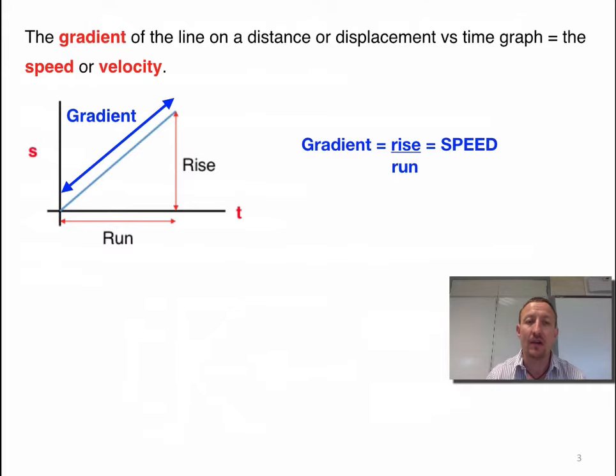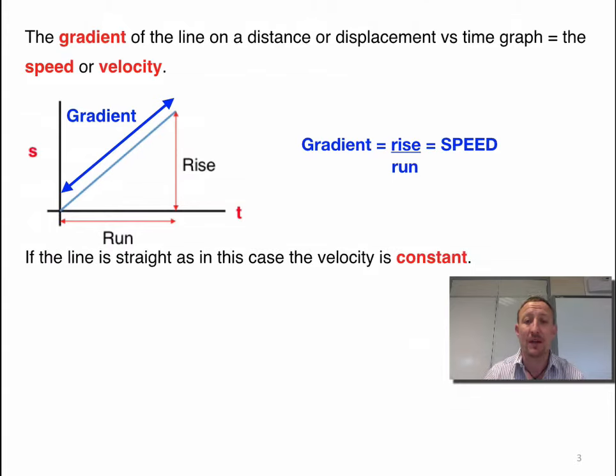So you can see on the graph here, the dark blue line is our gradient. And you can see that it's made up of the rise, which is the vertical distance, divided by the run, which is the horizontal distance. We divide the rise by the run, and that will give us the speed. Now, other things that we can interpret from this graph. If the line is a straight line, then we say that the speed is constant, because the gradient is constant. It never changes. If the gradient is getting steeper, then we can say the velocity or the speed is increasing.